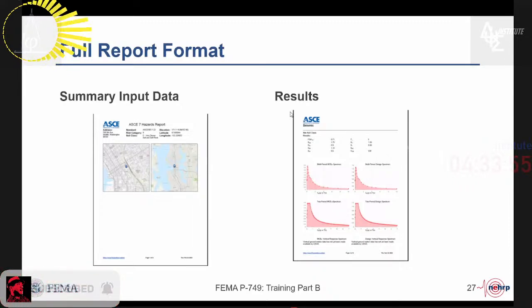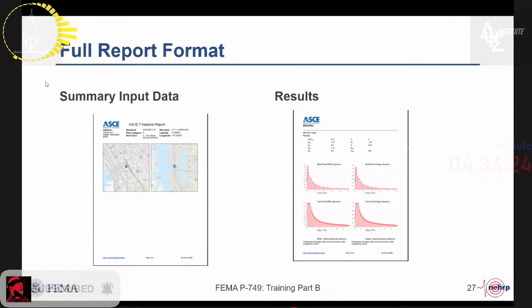What the summary shows you is the data that you put in, including the location of the site on a map so that you can verify you didn't have an input error. It then provides you, if you're interested in seismic, both the maximum considered earthquake response spectra on the right and the design spectra on the left. It does this using a format called the multi-period response spectrum, which also is new in ASCE 7-22.